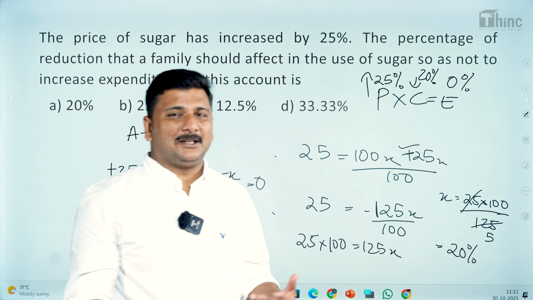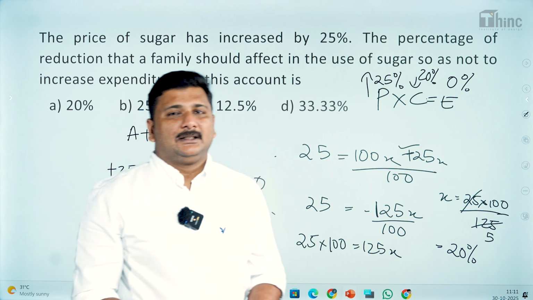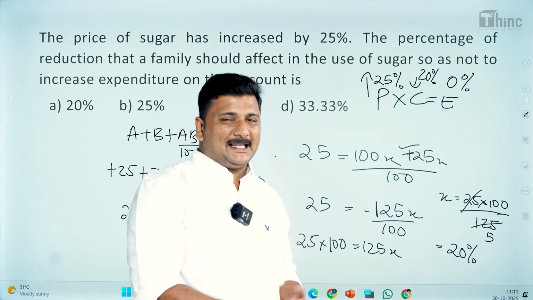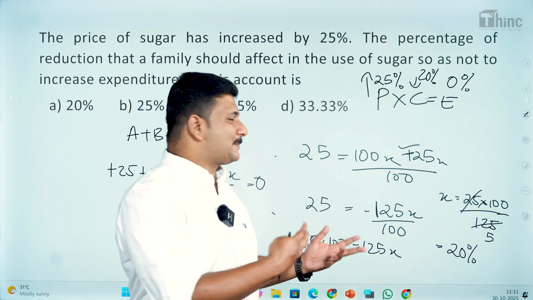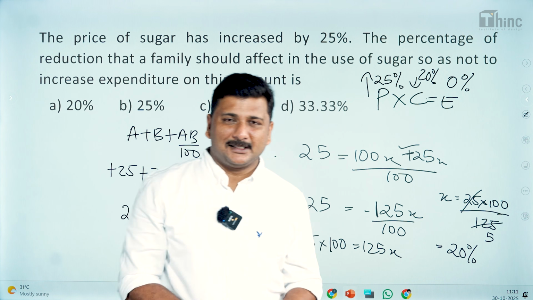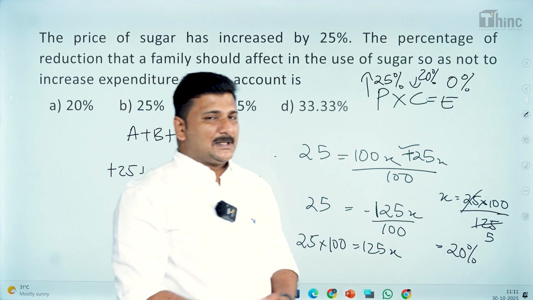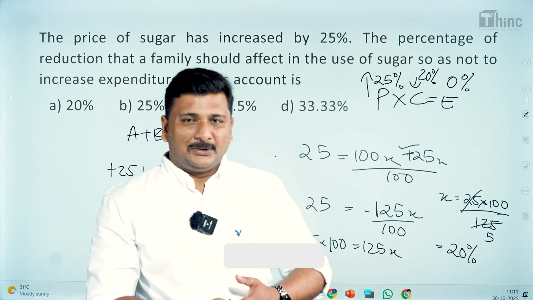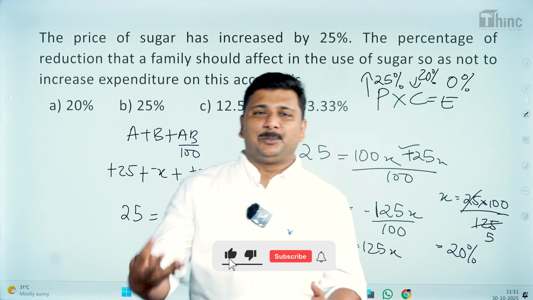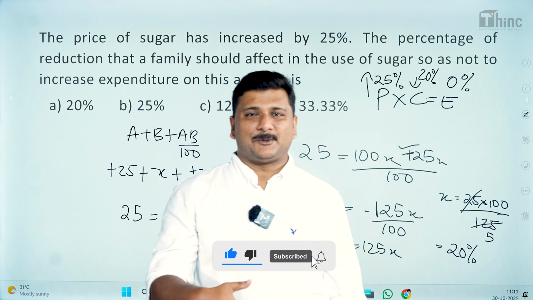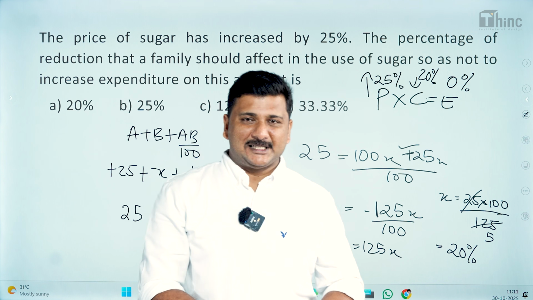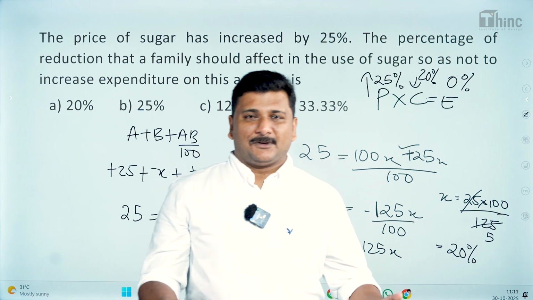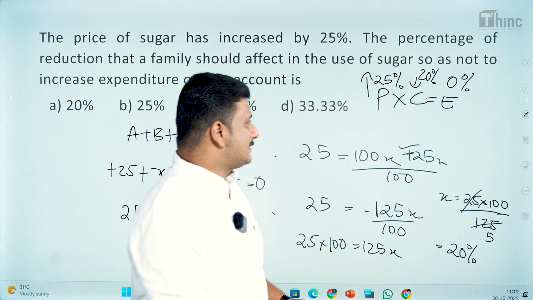So in all such kind of questions, we can make use of the corresponding formula, that is A plus B plus AB by 100. We can plug the corresponding numbers into the formula and find the missing number really fast. So I believe you got an idea how we can actually find percentages, what are the percentages and corresponding fractions, and what is the application of the formula A plus B plus AB by 100. That is what we discussed in today's class.